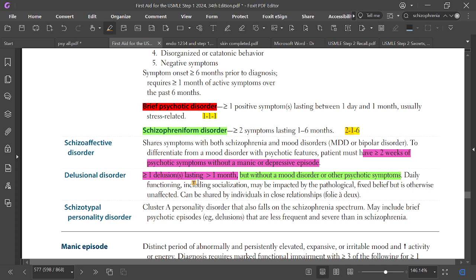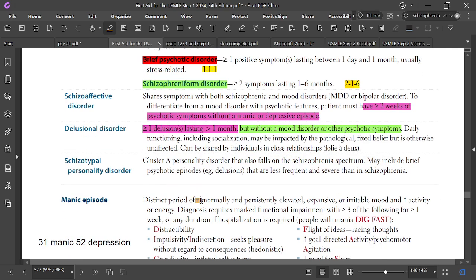Delusional disorder is more than one delusion lasting more than 1 month, with no other psychotic symptoms, only delusion. And schizotypal is a personality disorder that also falls in the schizophrenia spectrum, and may include brief psychotic episodes that are less frequent and severe than schizophrenia.